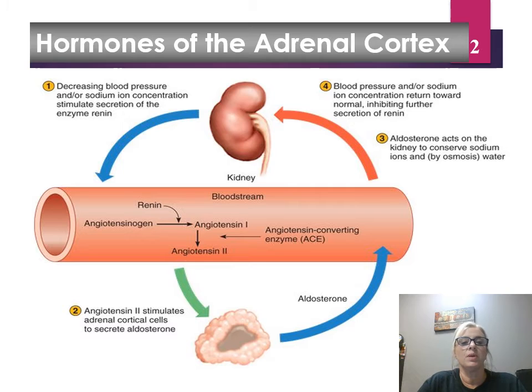First, it's going to decrease blood pressure and sodium ion concentration, and that stimulates the secretion of renin. All right. Renin then is going to trigger angiotensin II to stimulate the adrenal cortical cells to secrete aldosterone. Then aldosterone acts on the kidneys specifically and tells it to conserve or to hold on to sodium ions and therefore water, because remember, water follows salt. So then blood pressure or sodium ion concentration can return towards normal, which inhibits further secretion of renin.